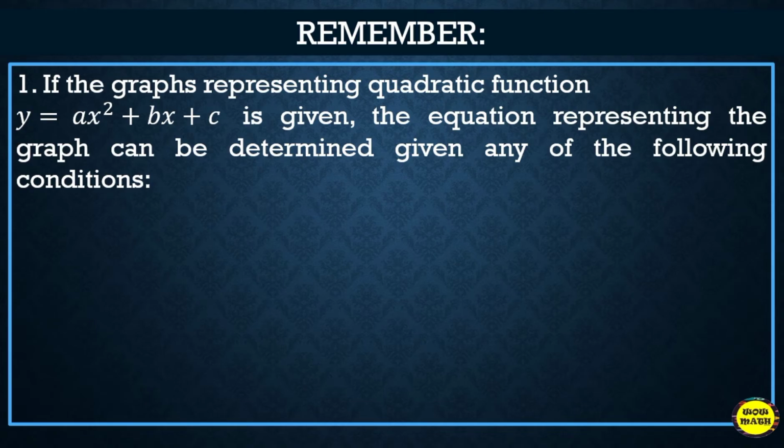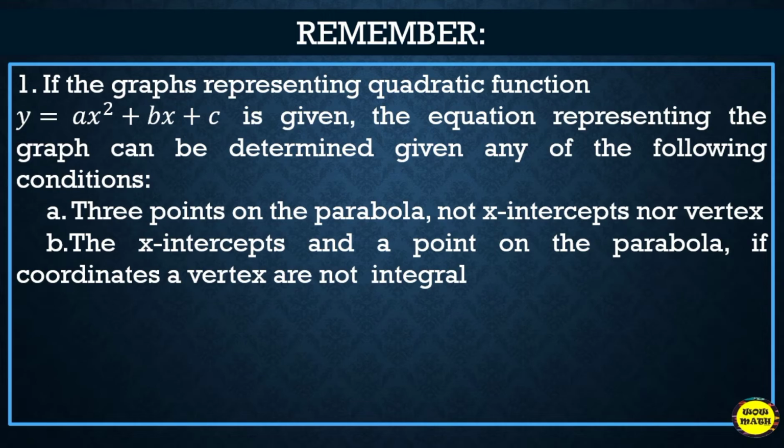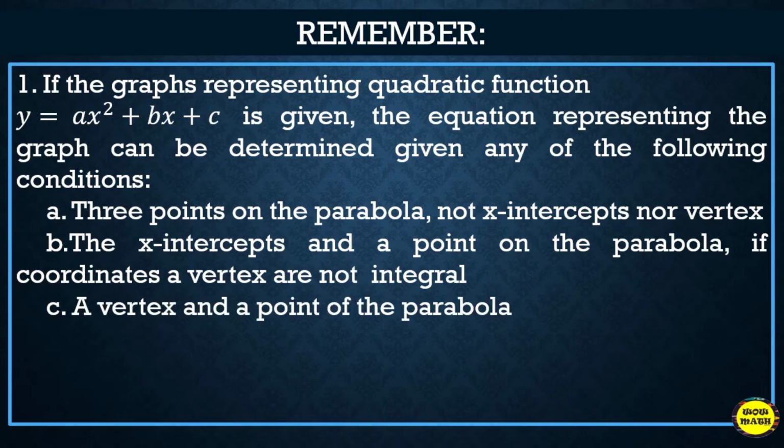So, tandaan, A: if 3 points on the parabola, not x-intercept nor vertex. B: if given the x-intercept and a point on the parabola, if coordinates of vertex are not integral. And C: a vertex and a point of the parabola. So, in these three conditions, we can find the quadratic function given the graphs.